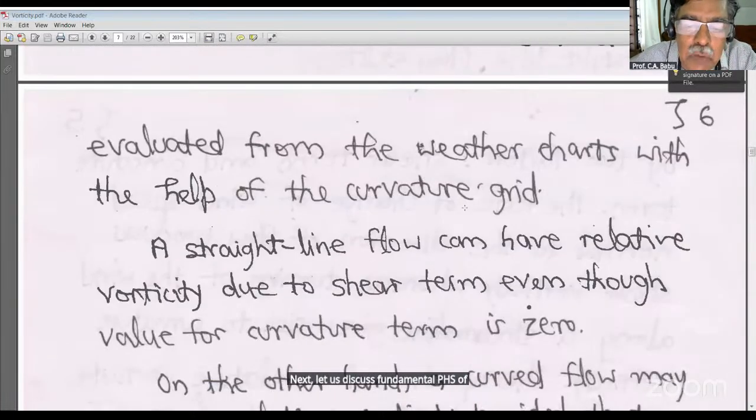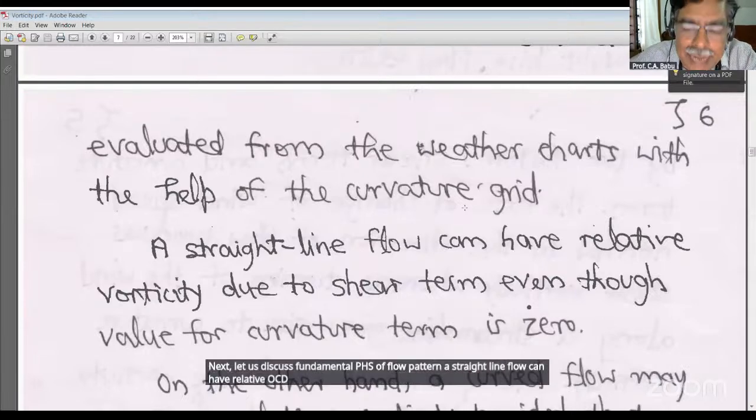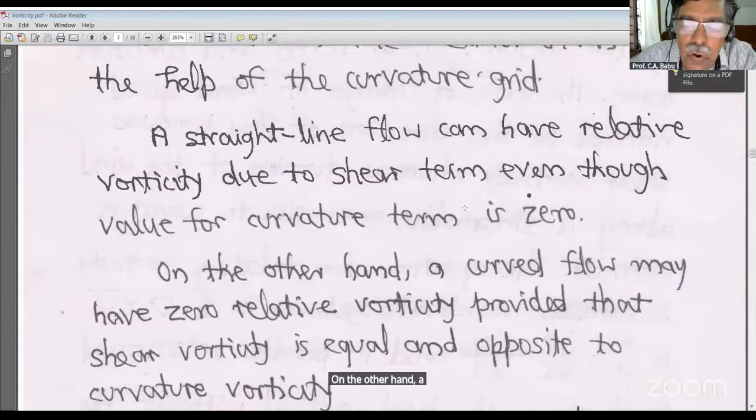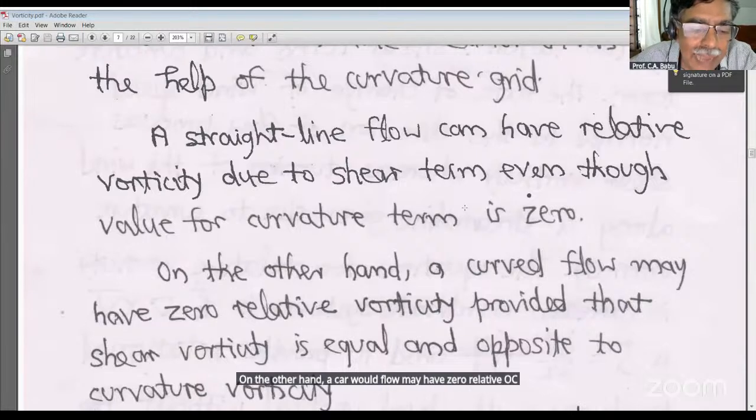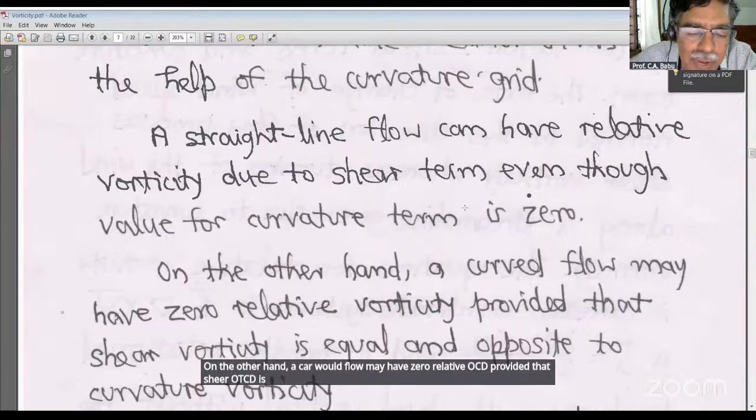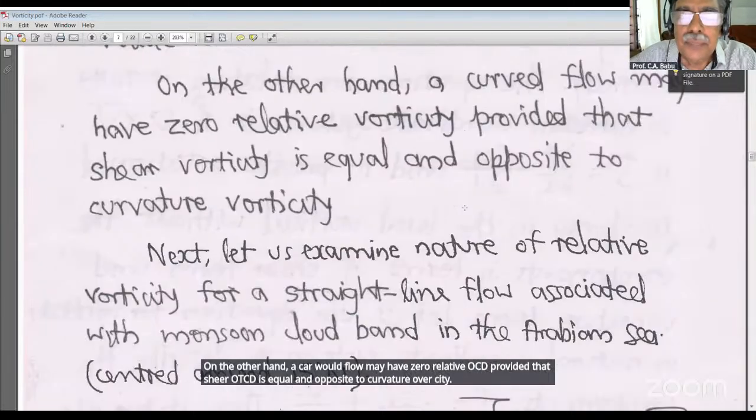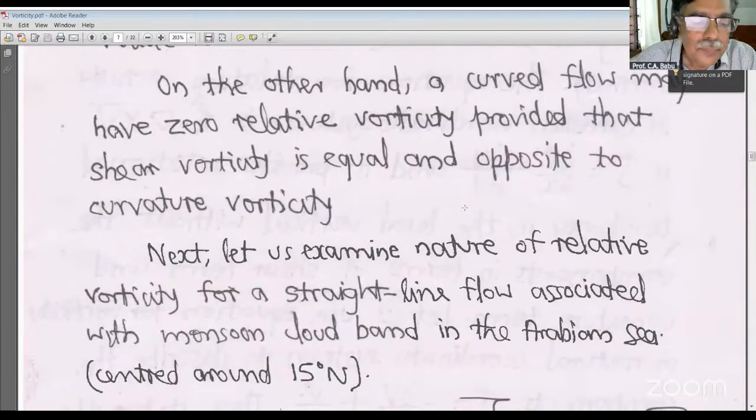A straight line flow can have relative vorticity due to shear term even though value for the curvature term is 0. On the other hand, a curved flow may have 0 relative vorticity provided that shear vorticity is equal and opposite to curvature vorticity.